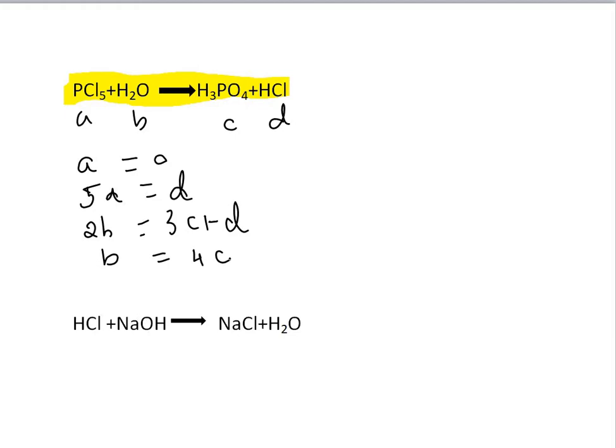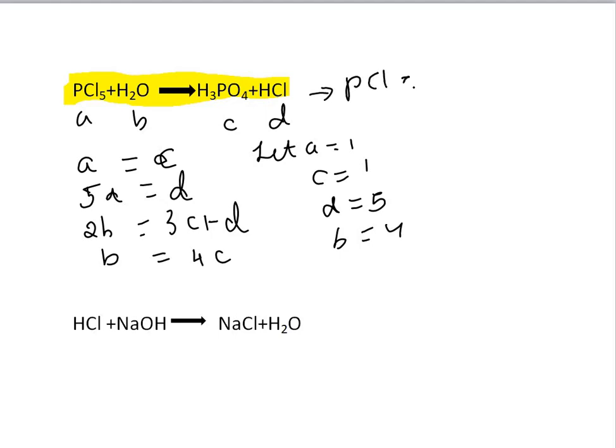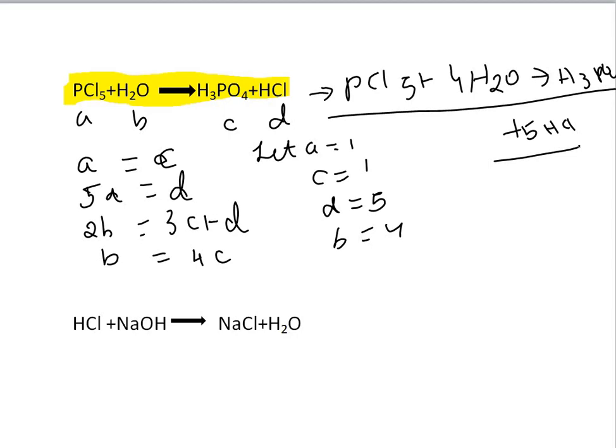So here A is equal to C. Let A is equal to 1, what is the C value? C value is also 1. D value is 5. And what is the B value? B value is 4. So just write it down here. That is PCl5 plus 4H2O gives rise to H3PO4 plus 5HCl. So this is a complete balanced equation. Just cross check in any other method, you will get the same.